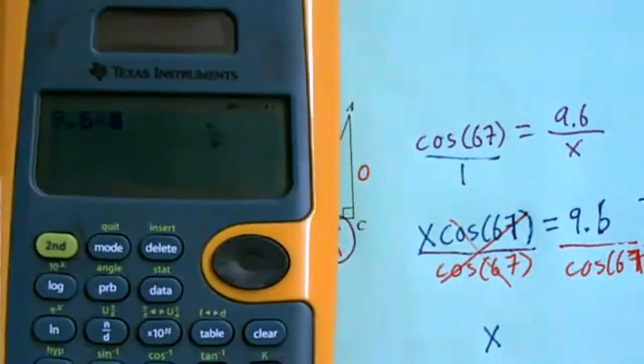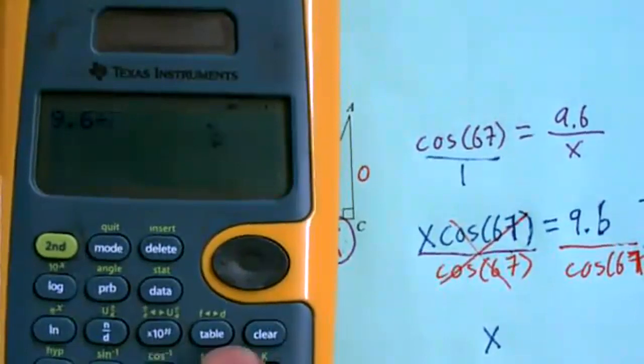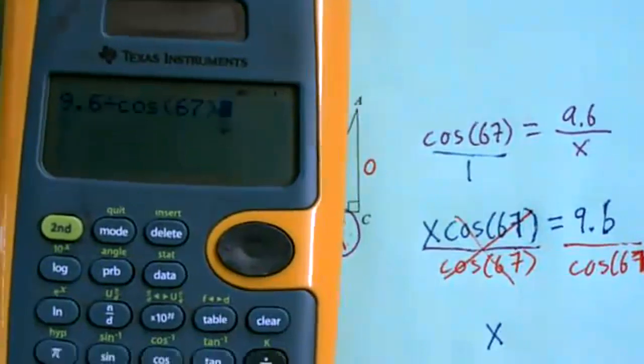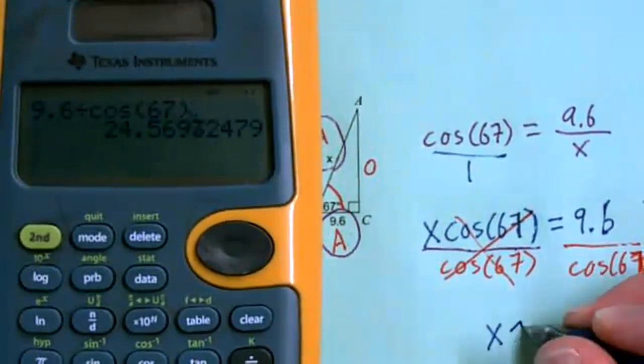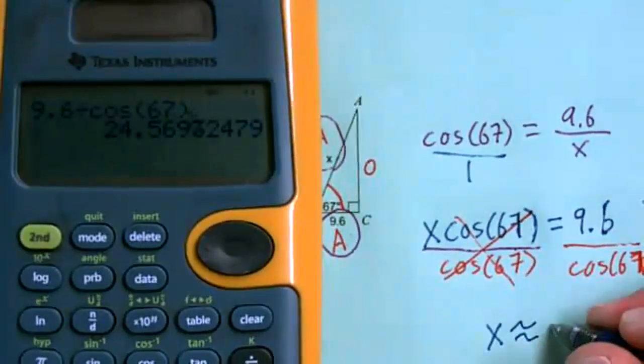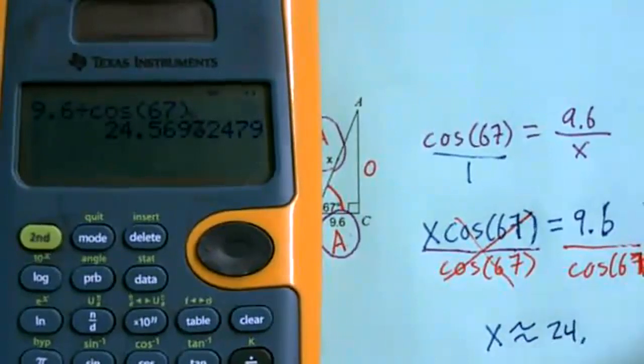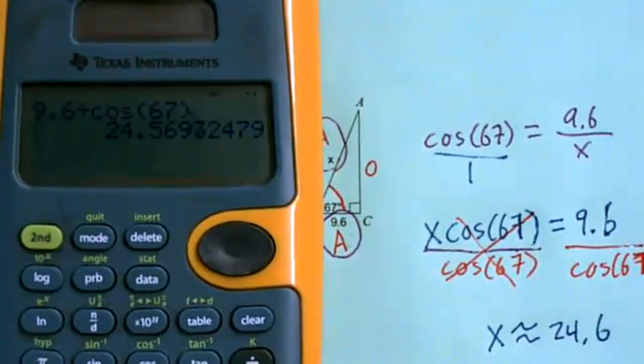9.6 divided by, and yours is going to be different, cosine 67. This will be the one that it's going to kind of seem like a pain at first, but once you've done it a couple of times, it's fine. Rounding off to one decimal place, I am getting 24.6. Is that what you guys are seeing on your screen? Yeah, 24.6. Yeah, that's what I'm saying.